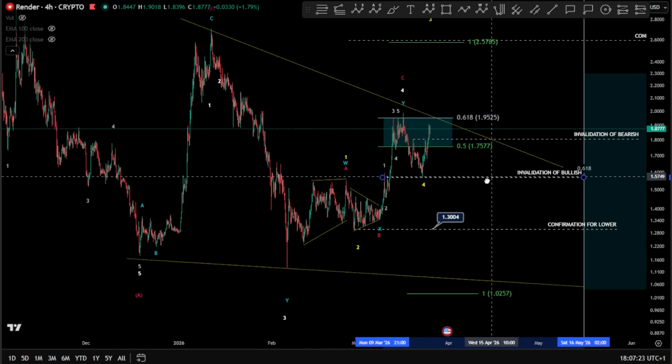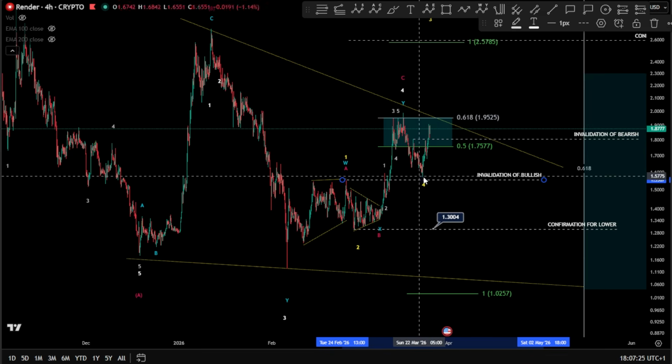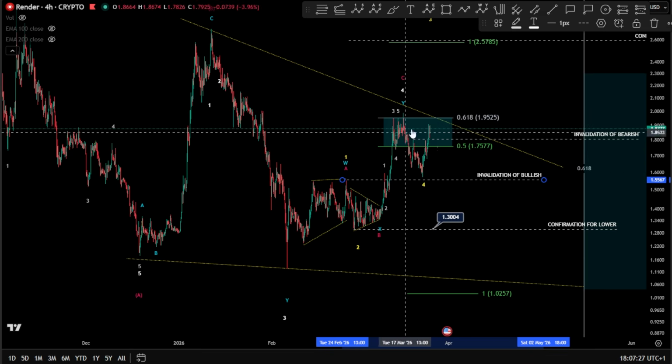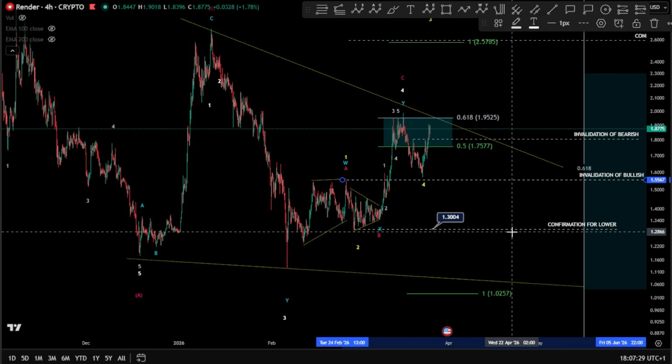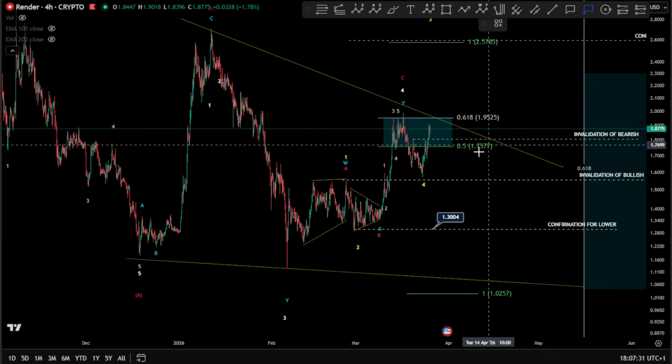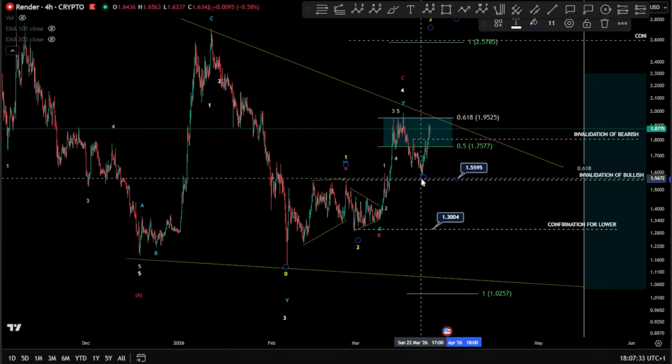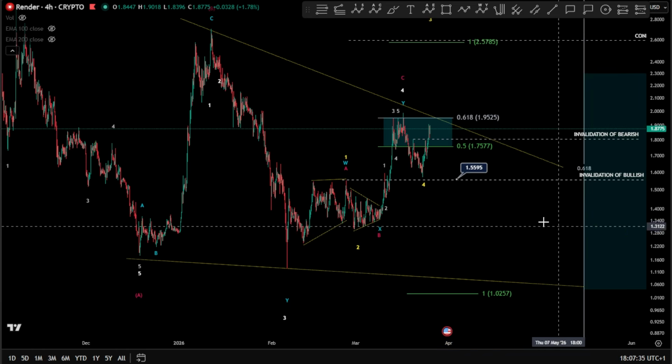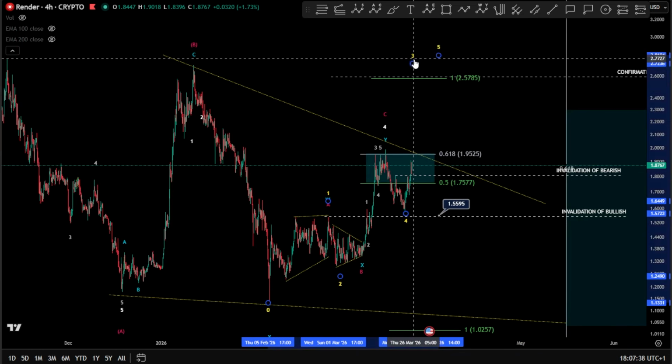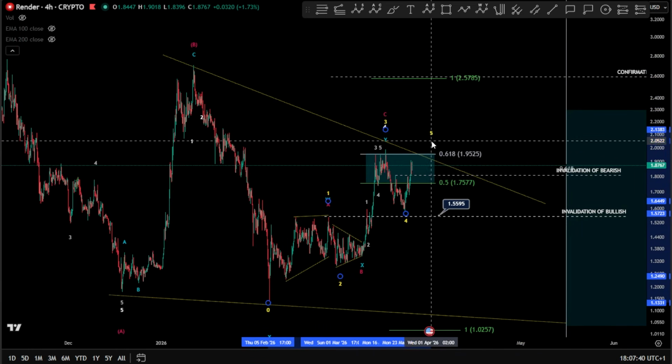Since this invalidation is not taken. That was the invalidation for this impulse before, but it has succeeded to finish. So our invalidation currently is there, and we didn't take the invalidation. That means we're still valid in an impulse upward here in case we are bullish.